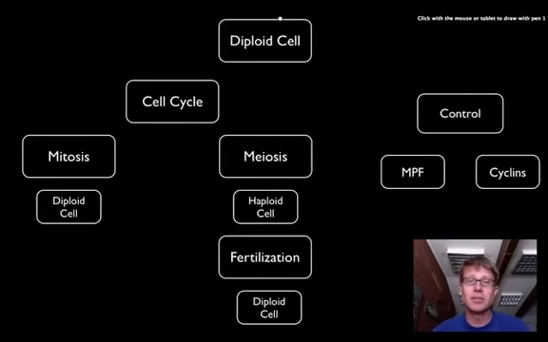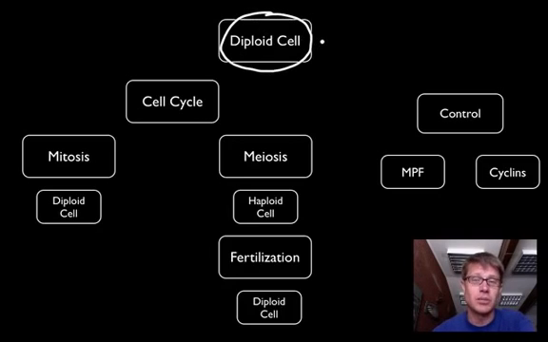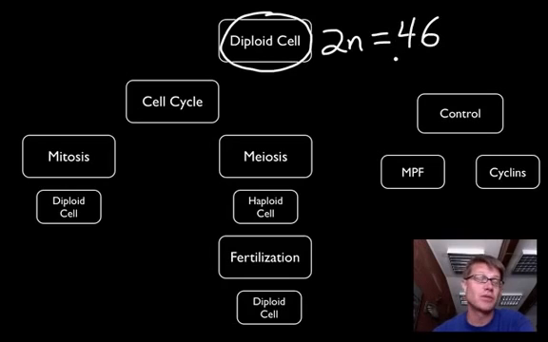And so a diploid cell is going to be a typical human cell, or a typical cell inside an organism. It's going to be 2N, and what that means is it has two complete sets of chromosomes. So for example, in humans, 2N equals 46. That means we have 46 pair of chromosomes. And so the goal of the cell cycle in mitosis is to make a copy of that cell. In other words, to make a diploid cell.